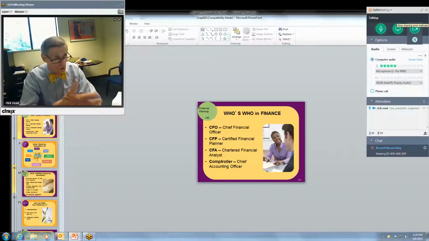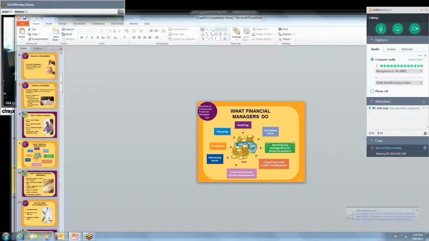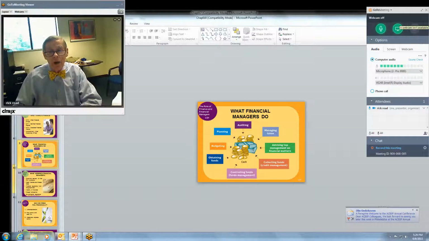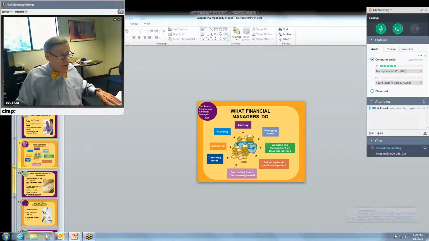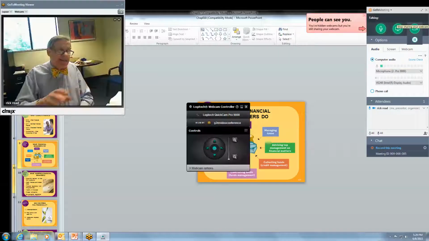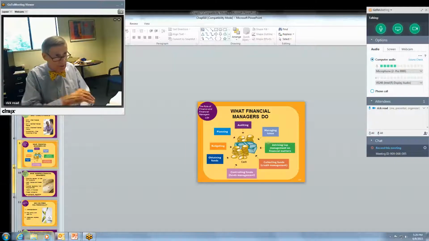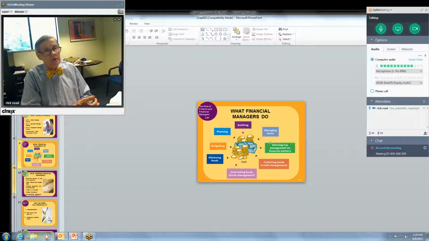I'm not going to go into all of this. And this is what financial managers do. This is figure 18.1 in your text, on page 495. And they do different things here, and you can see them. We've talked about these in a different fashion before, but it's really something that we need to pay attention to. They do planning. They make sure the auditing is taken care of.